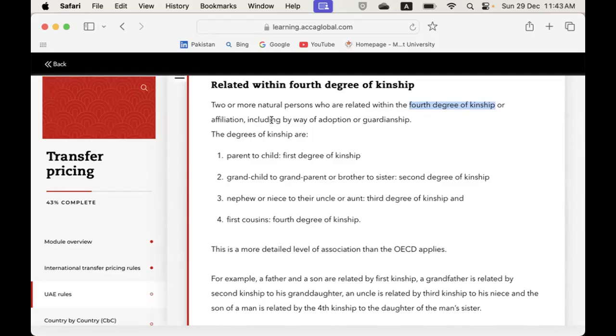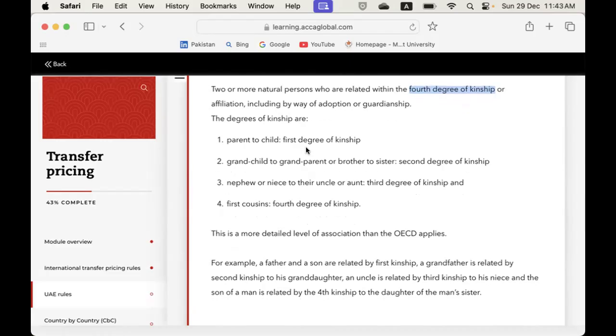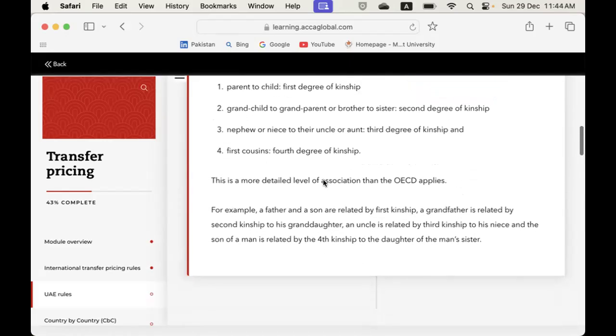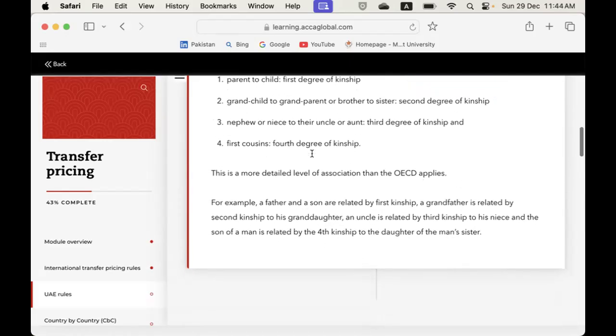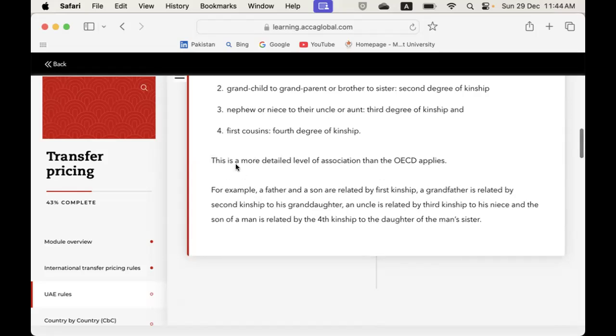or kinship or affiliation included by way of adoption or guardianship. So these two natural persons will be considered as related parties. The degrees of kinship are: parent to a child, first degree; grandchild, nephew, niece, first cousins, fourth degree of kinship. So all of this is covered. This is a more detailed level of association than the OECD applies.